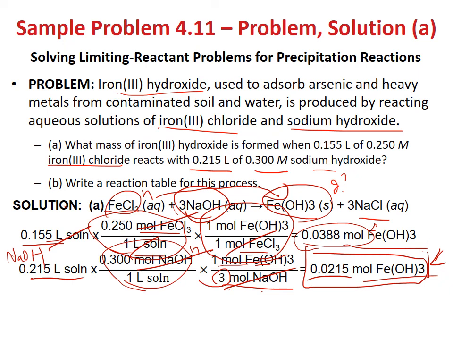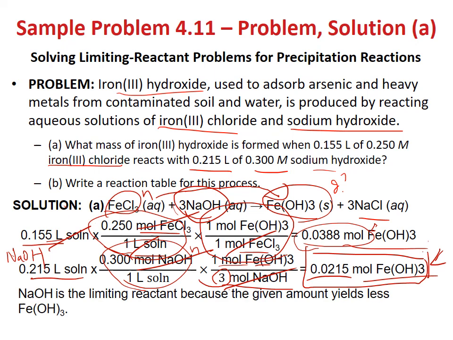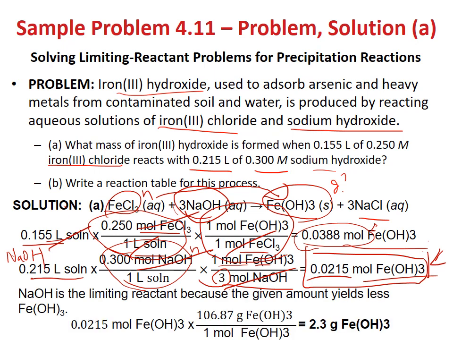To calculate grams, we multiply by molar mass. So we use 0.0215 moles of iron hydroxide times the molar mass of iron hydroxide, and the answer is 2.3 grams of iron hydroxide.